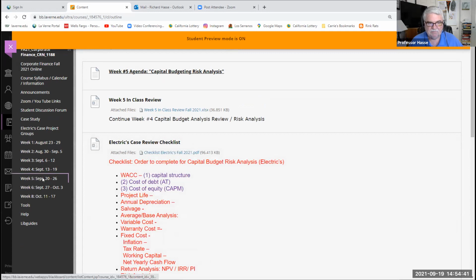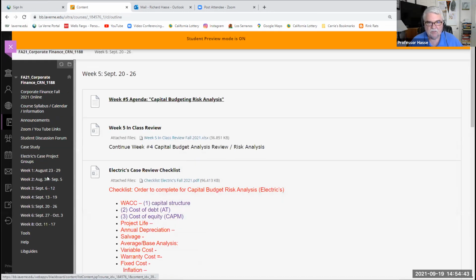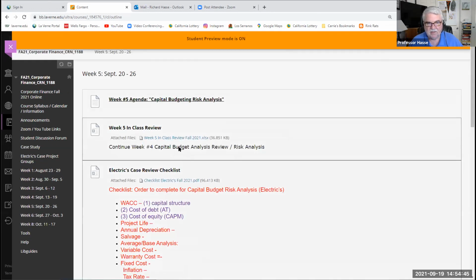Also in the week number 5 file folder is our agenda for tonight, which you've already seen. And this file, which is a continuation of the file that we worked on last week in week 4, we're going to be picking up with this in our lecture video for week number 5. And here is that file folder here.